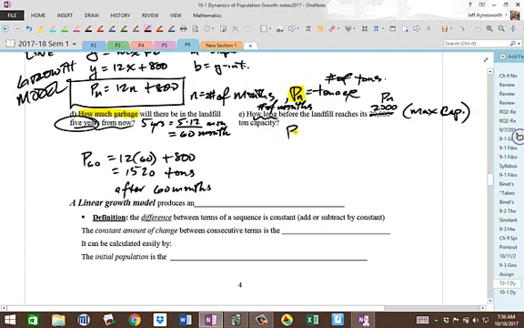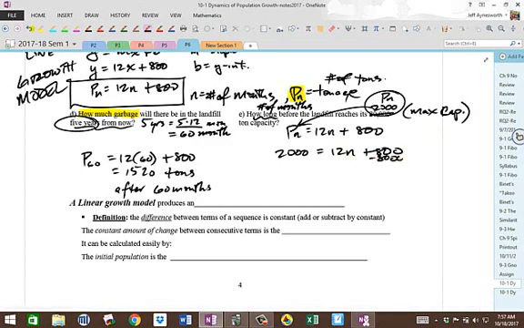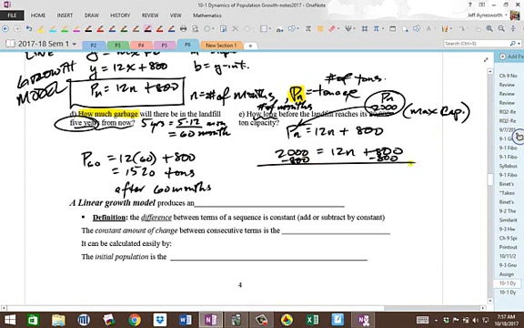Okay, so let me write the function here. p sub n equals 12n plus 800. This value here is not the number of months, it's actually a p sub n value. So when is 2,000 equal to 12 times the number of months plus 800? Well, we've got to solve for n, which is the number of months, which we can convert to years. So let's subtract 800. You get 1,200 equals 12n. Divide by 12, and n is equal to 100.